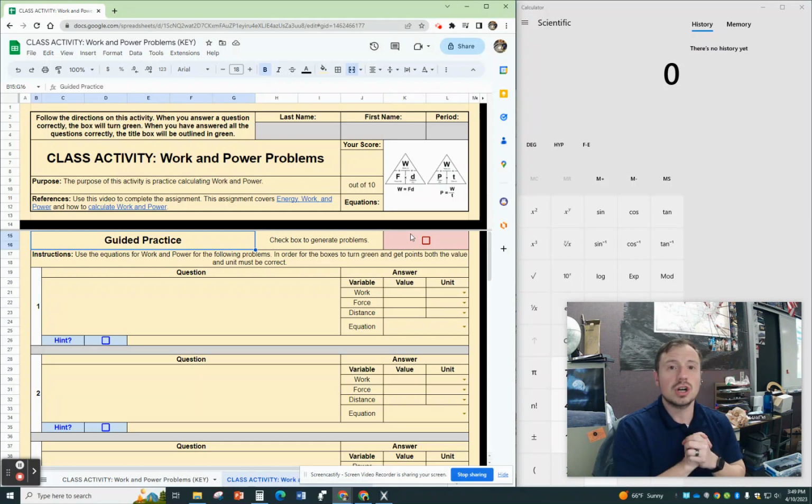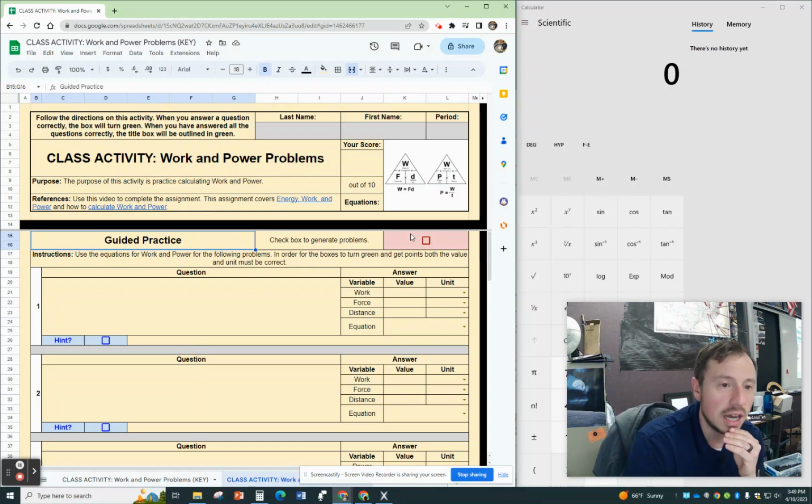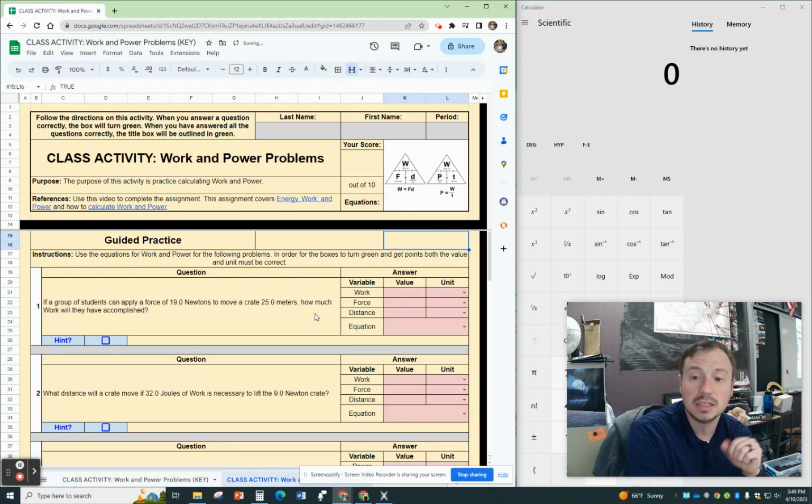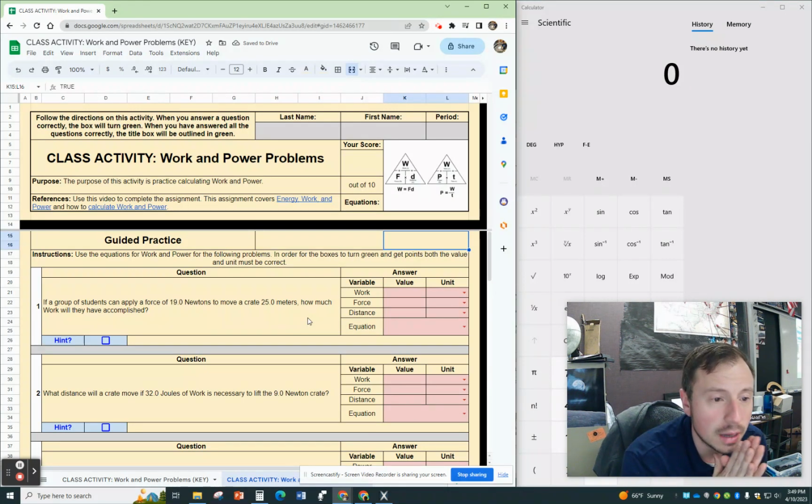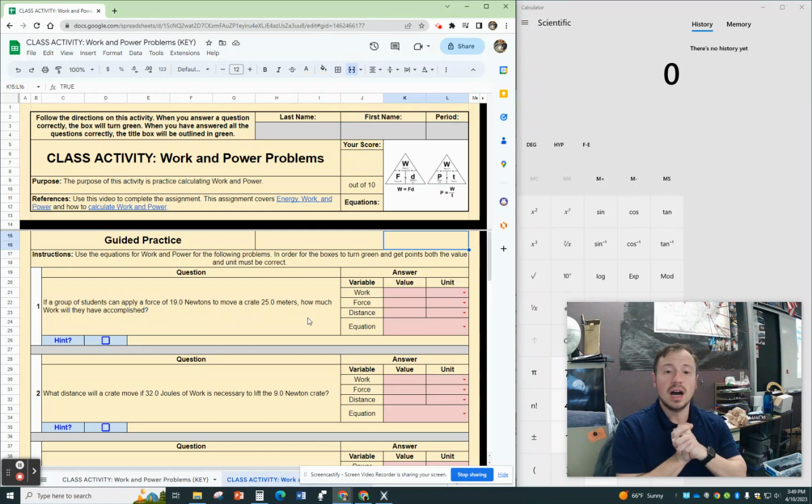So let's just start this activity. So the guided practice. The first few problems just help you out, help you organize your thoughts. And of course, here there is a checkbox to generate problems. I'm just going to check that box, and now I've got a list of problems. So let's take a look at problem number 1. If a group of students can apply a force of 19 newtons to move a crate 25 meters, how much work will they have accomplished?